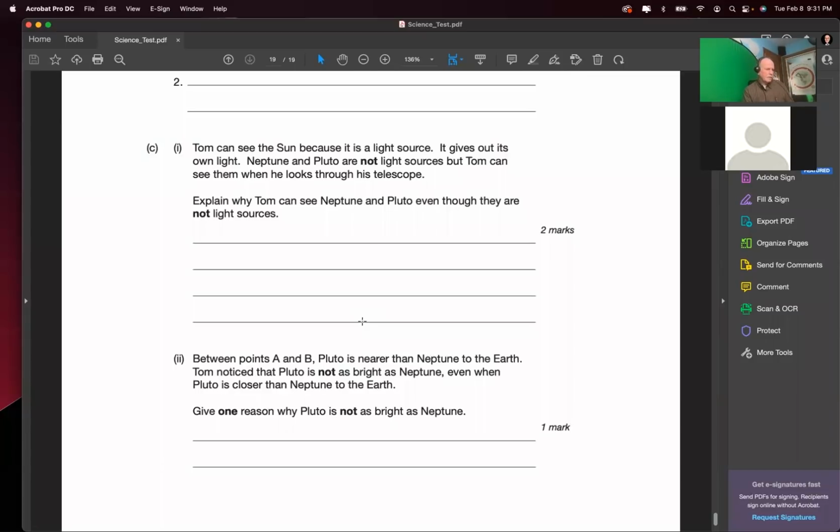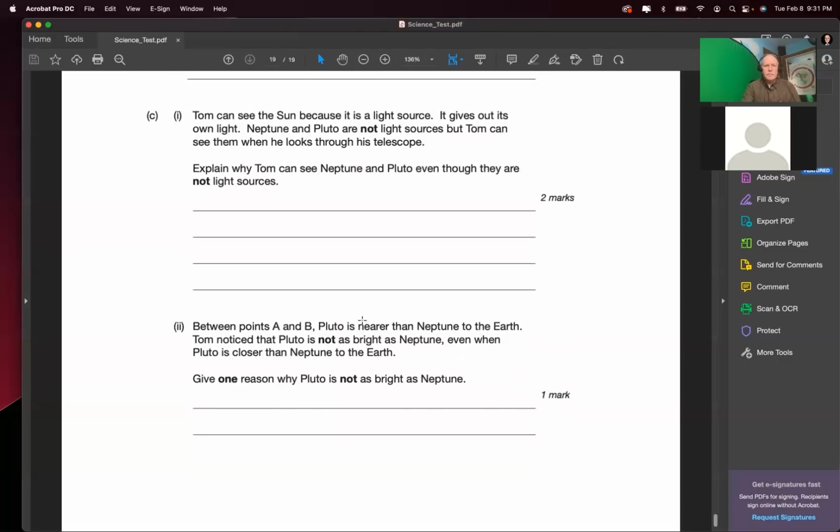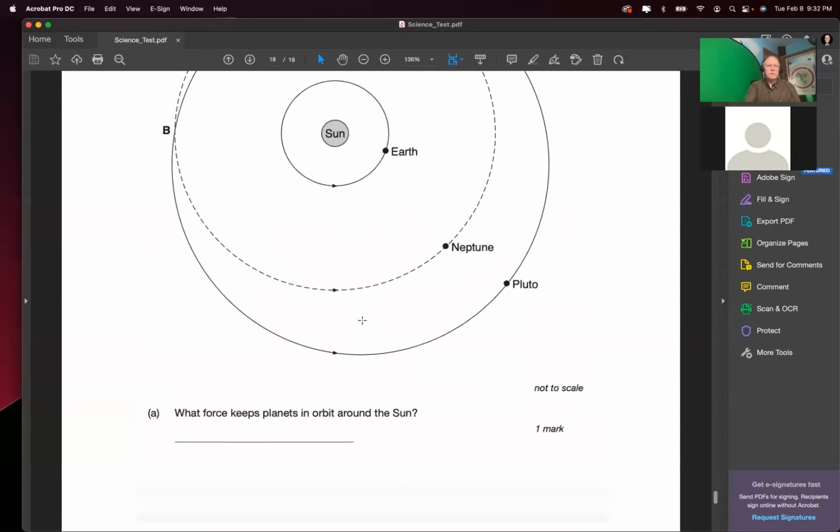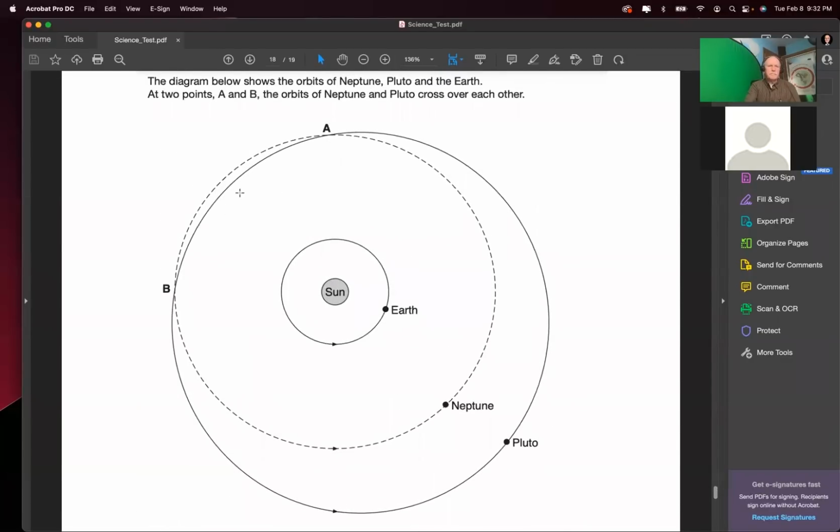Now, I know that you're going to be very disappointed here, but this is the last question. Between point B and C, Pluto is nearer than Neptune to the Earth. Tom notices that Pluto is not as bright as Neptune, even when Pluto is closer than Neptune to the Earth. Give one reason why Pluto is not as bright as Neptune. And here are the orbits. So we're talking about this spot right here, where Pluto is closer than Neptune. So why, even when it's closer to the Earth, is it not as bright as Neptune? There are a lot of different reasons. Just give me a valid one.